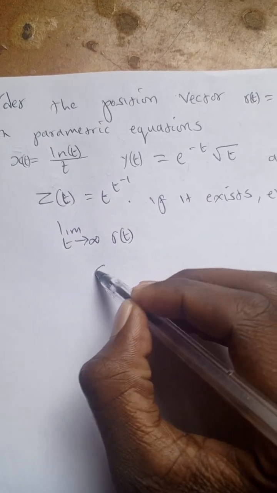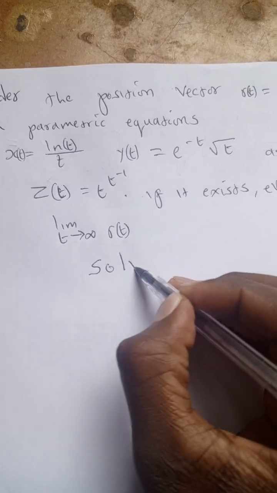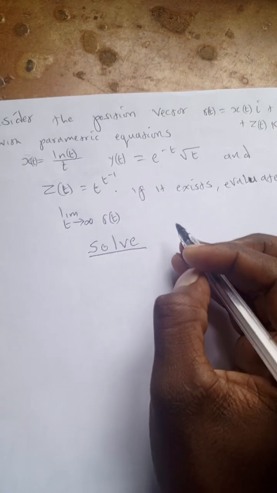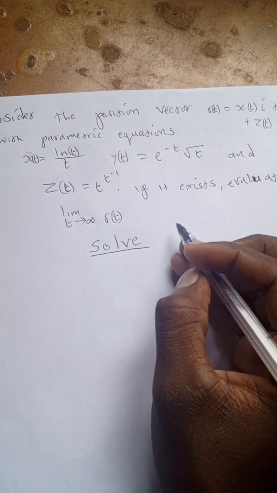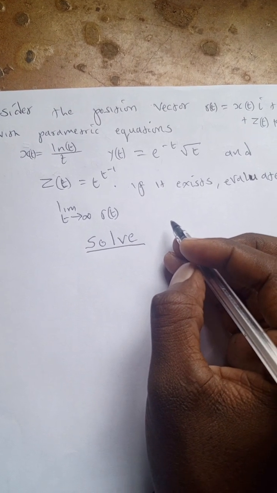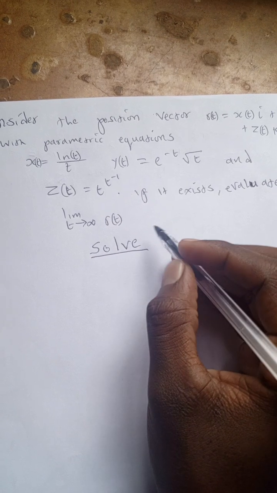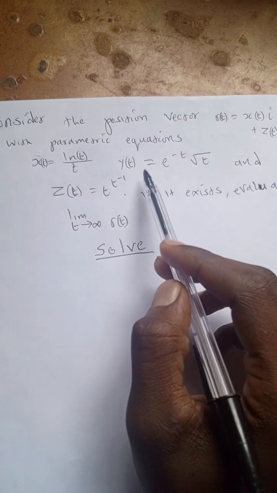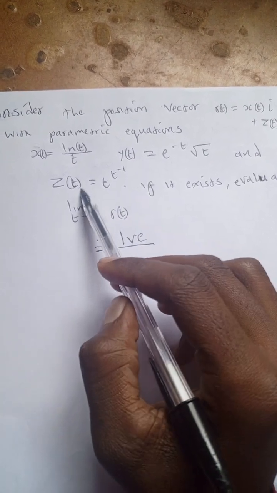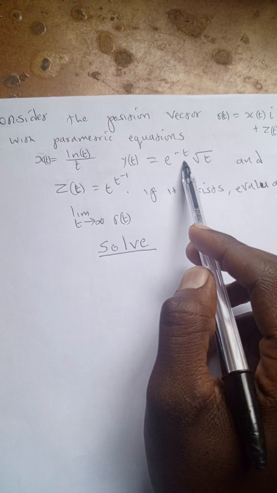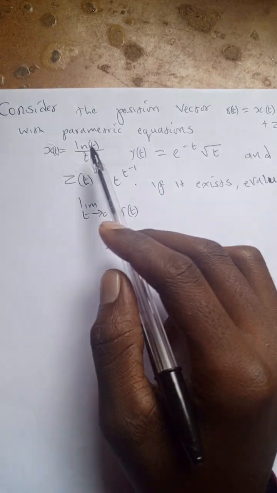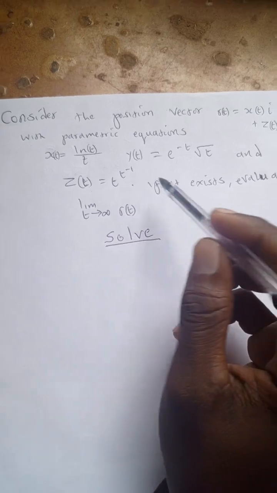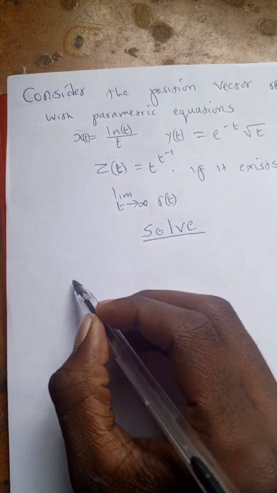The first thing we need to do is to take the limit for all the parameters, which is x, y, and z. We take the limit individually and solve them individually. At the end, that's when we'll compile a single answer. So let's start with x.